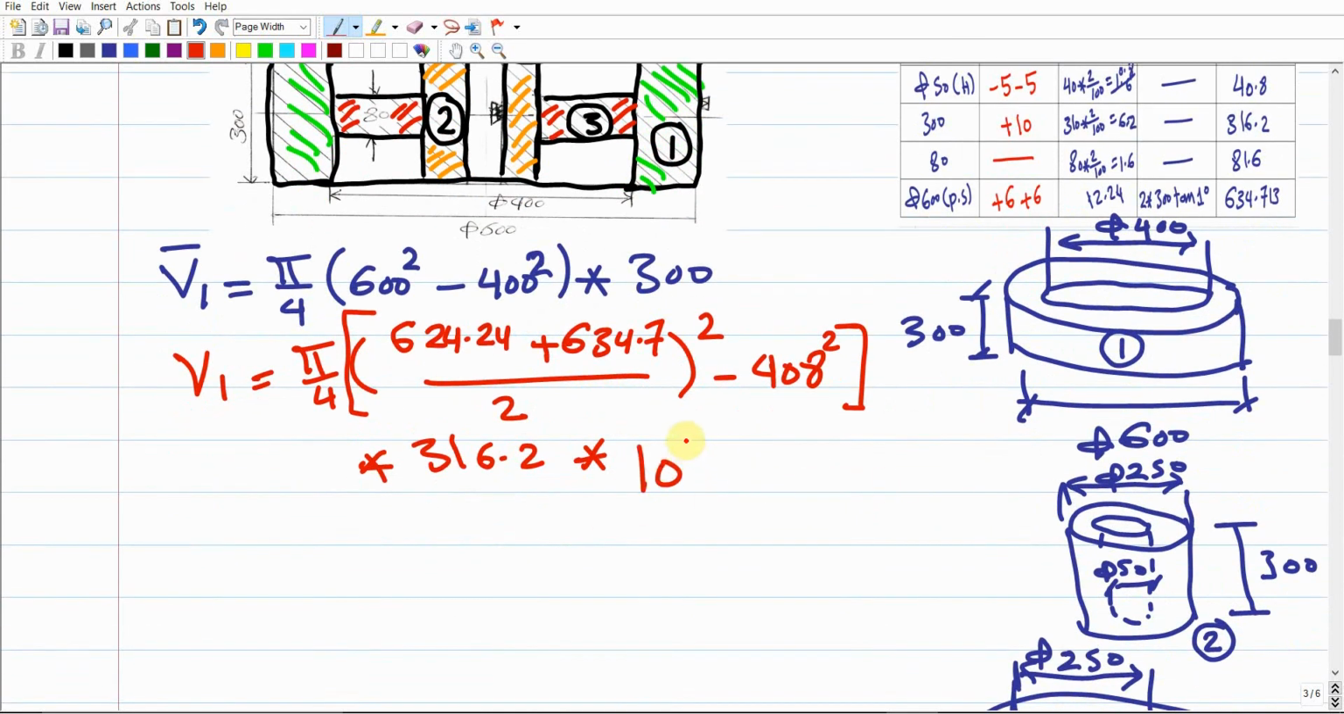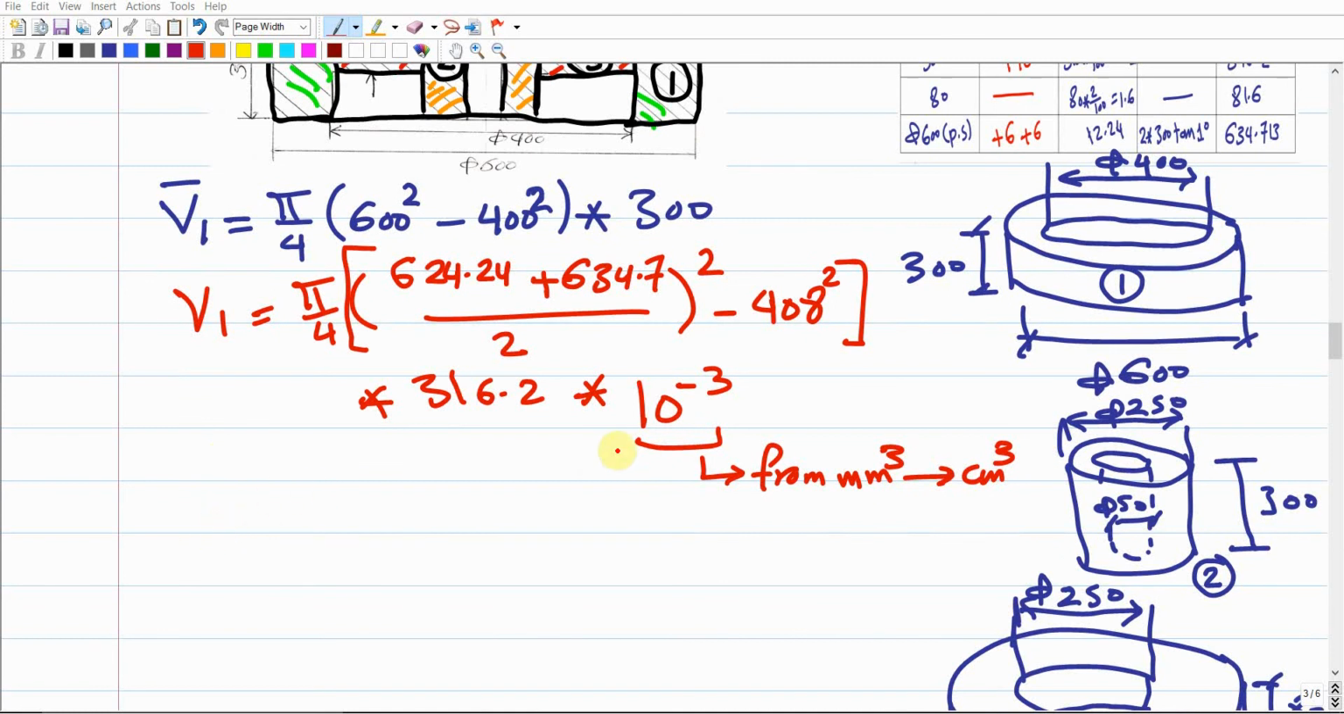So we're going to multiply times 10 negative 3, because we are converting from millimeter cubed to centimeter cubed. This is to convert from millimeter cubed to centimeter cubed. Make sense? Then if you did the multiplication here, we're going to find V1 as 57,061.37, which is just like 0.4 centimeter cubed. It should be centimeter cubed. This is going to be the first volume.